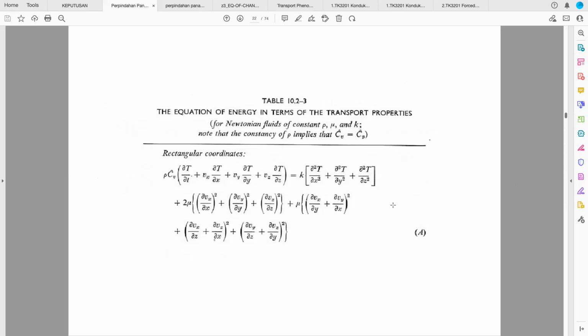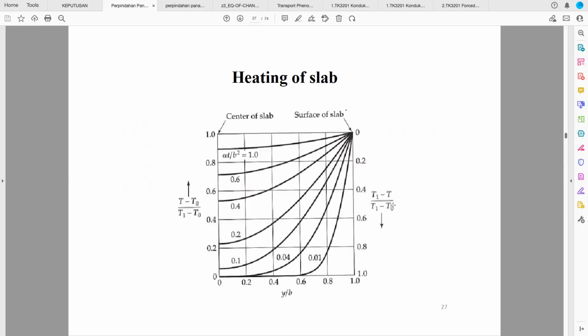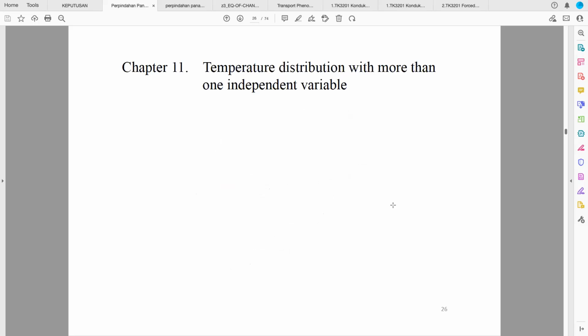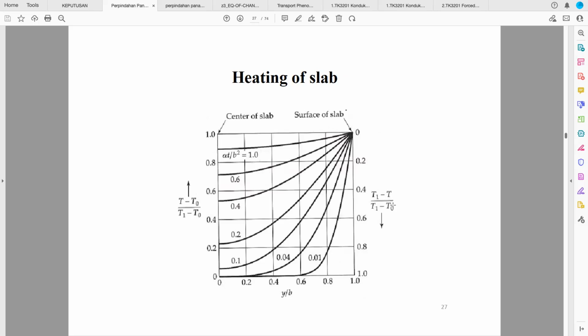Okay, I just want to show you this one. It is quite similar, also about energy. Later on, you may see some of this in heat transfer, maybe, in operasi perpindahan kalor, something like that.